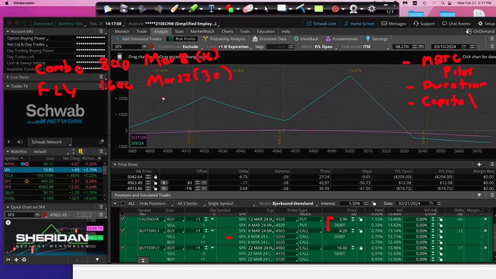Why do you think I use less capital on trade one than trade two? Why do you think? Anybody? Yeah, as a trade gets closer to expiration, it's going to have more price risk. So I put less capital into it. That's the number one reason.